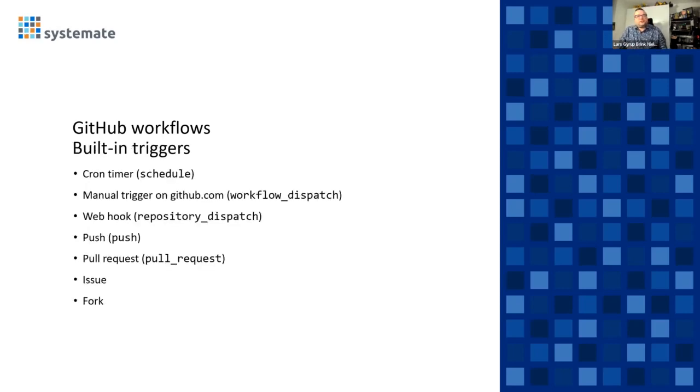There are these built-in triggers. We discussed a few, but there's also a cron timer from Linux. It's called a schedule event. There's this manual event where you click the button inside of github.com to trigger a workflow, and you can pass it input parameters as well. It's called the workflow dispatch. There's this webhook that's called the repository dispatch, and the push event, pull request event, and an issue, or even if someone creates a fork, you can run a workflow as well.